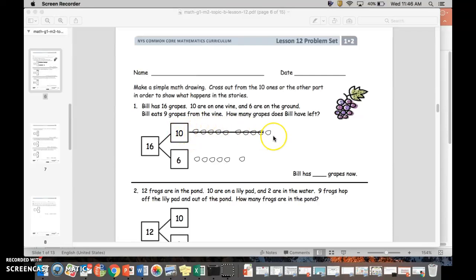So they drew the 10 grapes on the vine and the 6 grapes on the ground. And then they took away, because it's quick and easy, I can't take away 9 right here. It's faster to take away 9 right here. And then I see that I have 1 left. So my answer would be 6 and 1 more makes 7. So now Bill has 7 grapes.